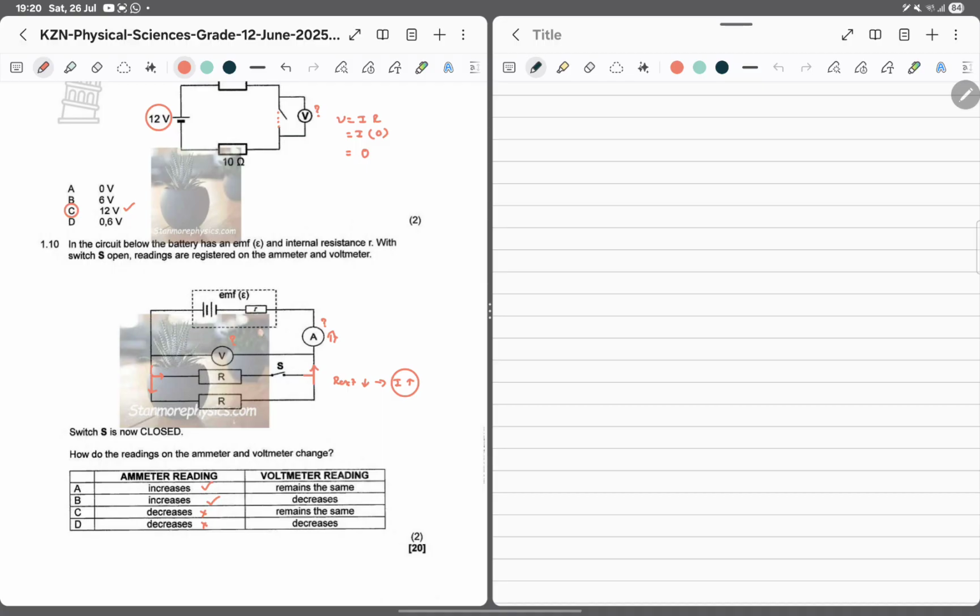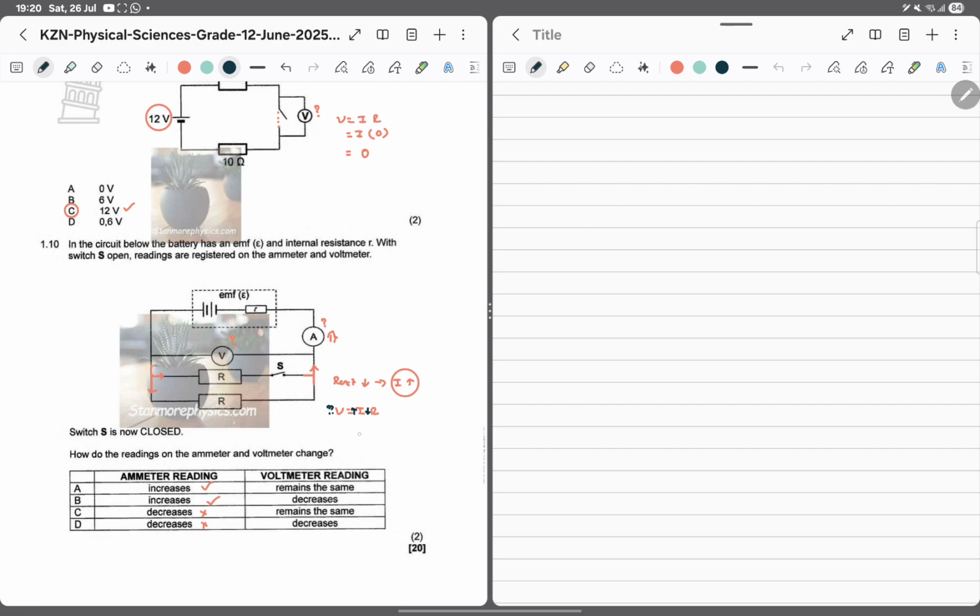But now the question is about the voltmeter reading. Well, V is equal to IR. Now we saw that R is dropping while I is increasing. Therefore, it means V is indeterminate. We cannot tell what's going to happen with just that equation only.